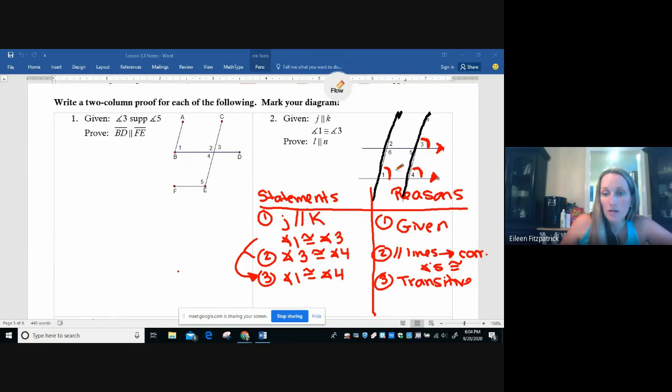All right, now that you know 1 is congruent to 4, here is their common transversal. What do you know about the black lines? They have to be parallel because 1 and 4 are corresponding angles. So I know that L is parallel to N because corresponding angles congruent implies parallel lines.